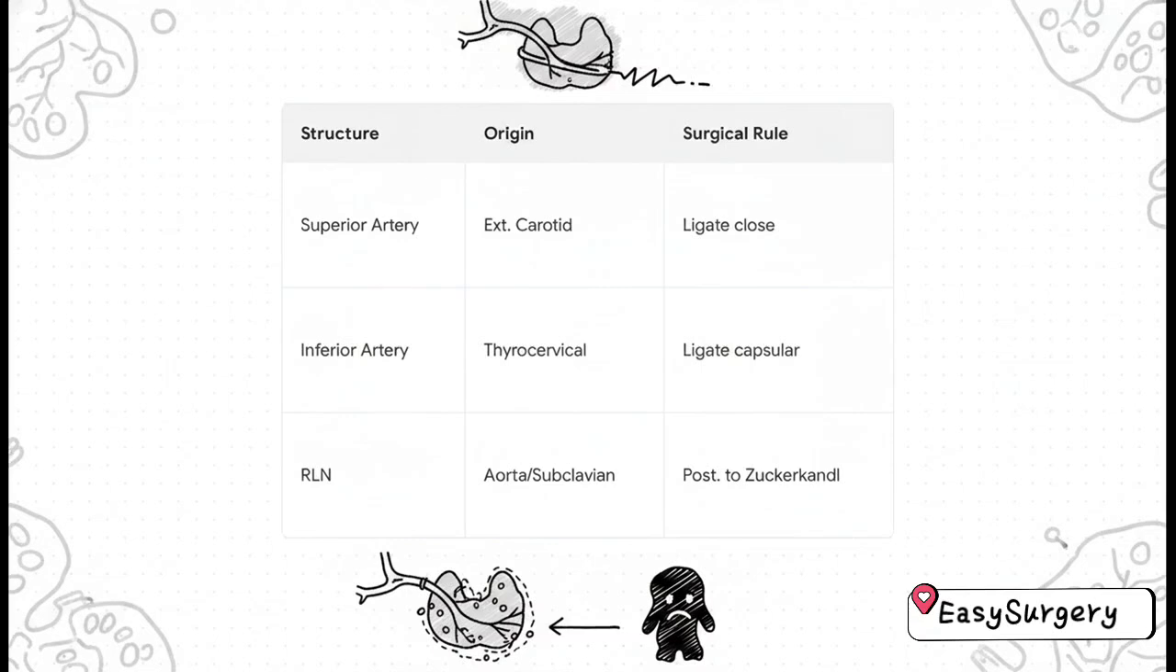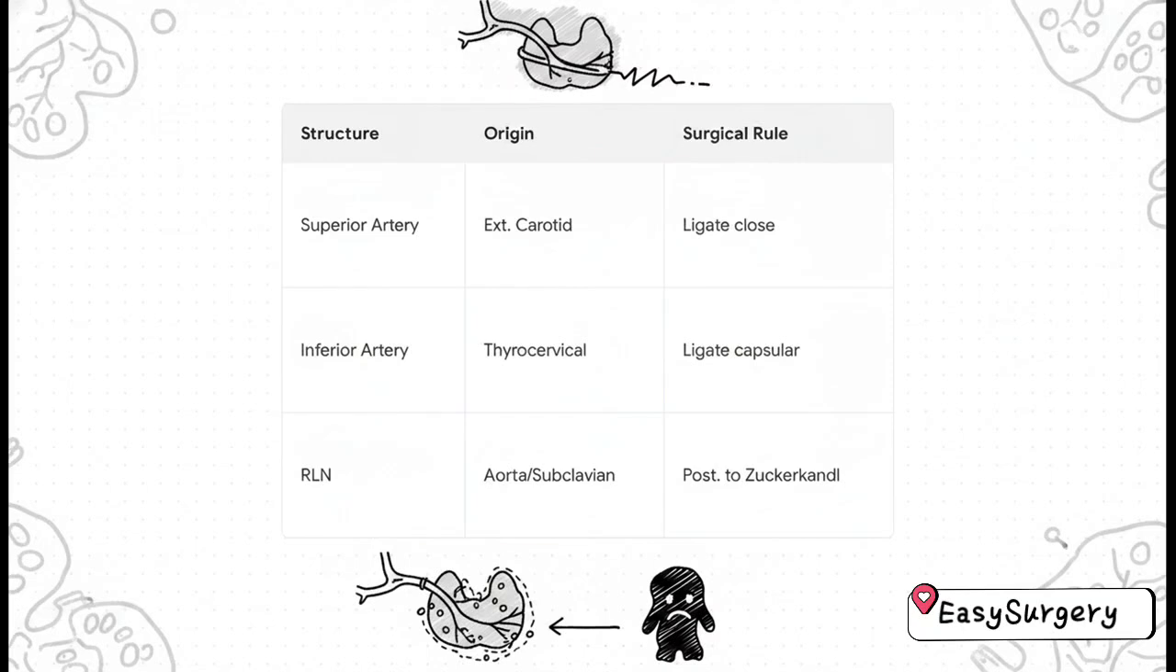Just look at the incredible cause and effect relationship here between the anatomy and our surgical rules. We have to ligate the superior thyroid artery, which branches off the external carotid, extremely close to the gland. Why? Because higher up, the external laryngeal nerve is running right alongside it.